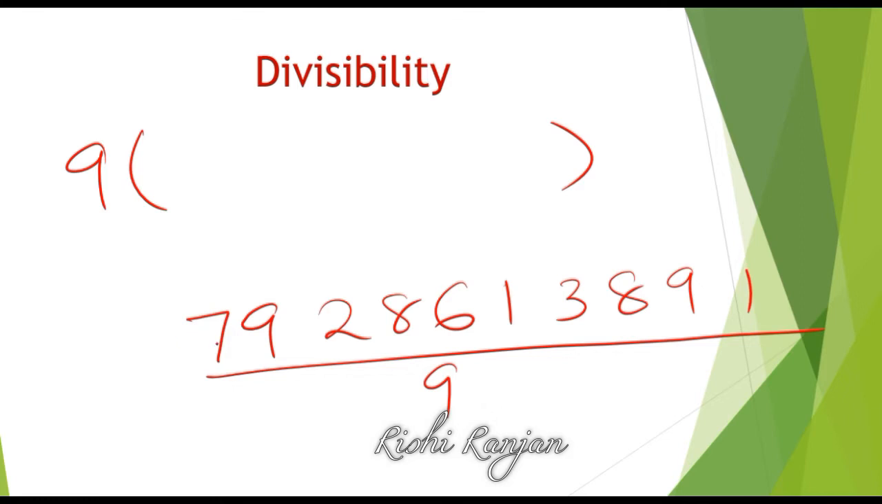Let's check it. Is 7 divisible by 9? No. But 7 plus 2 is divisible by 9. Is 9 divisible by 9? Cancelled. Is 8 divisible by 9? No. 8 plus 1? Cancelled. Is 6 divisible by 9? No. Now that's the difference between 3 and 9.